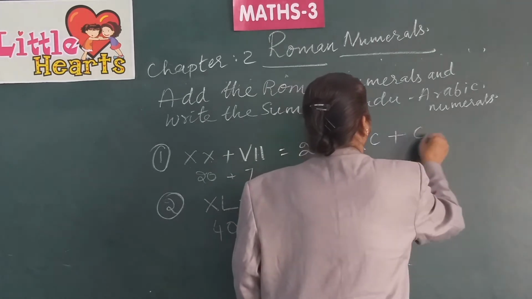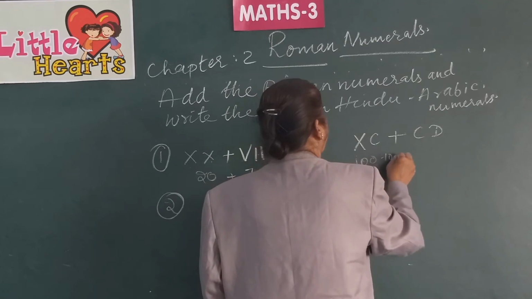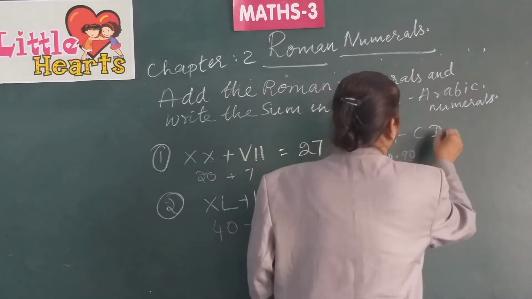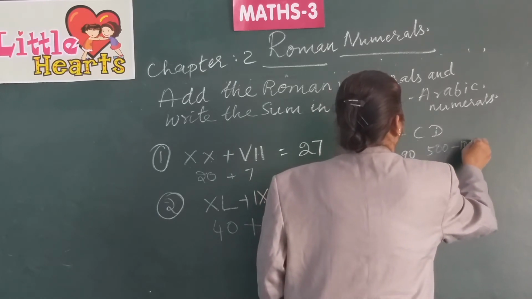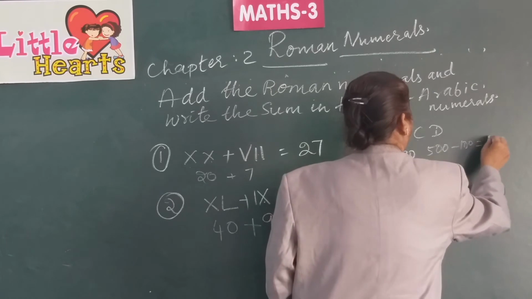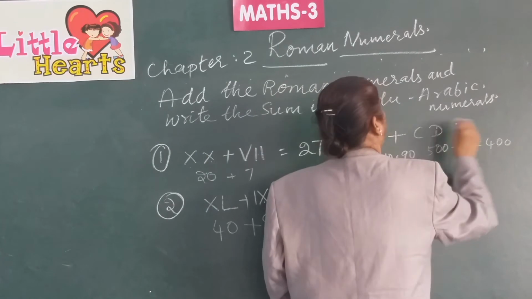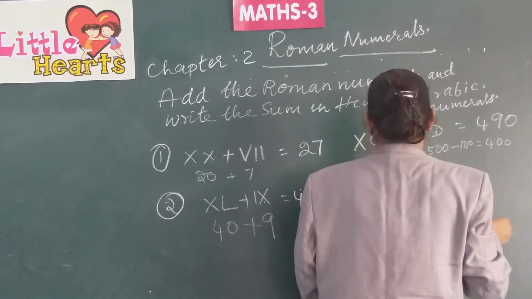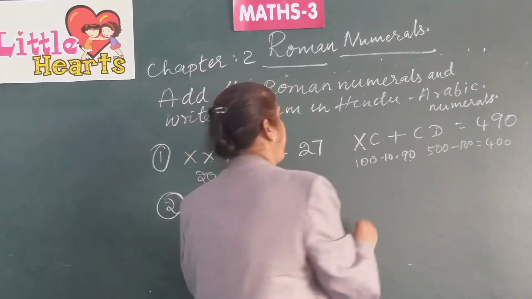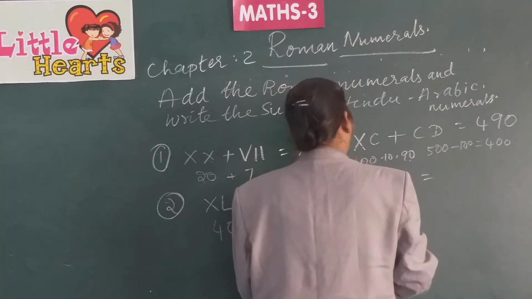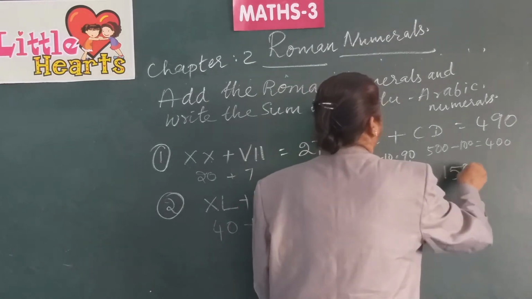XC plus CD. XC is 100 minus 10, that is equal to 90, and CD is 500 minus 100, 400. So 400 plus 90 is 490. L plus C. L is 50, C is 100, 150.